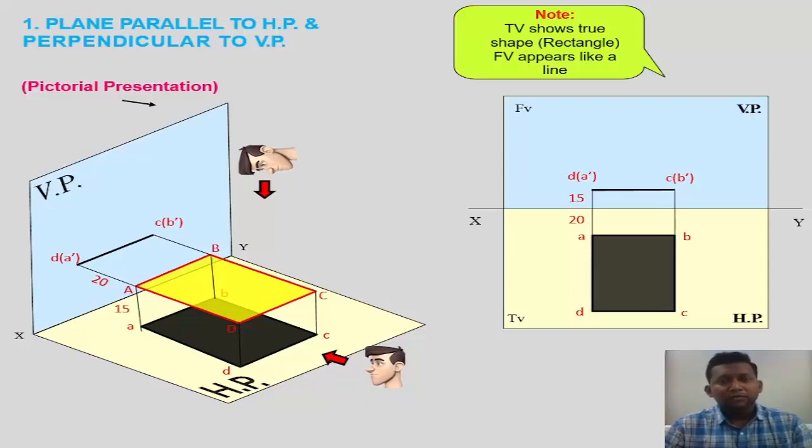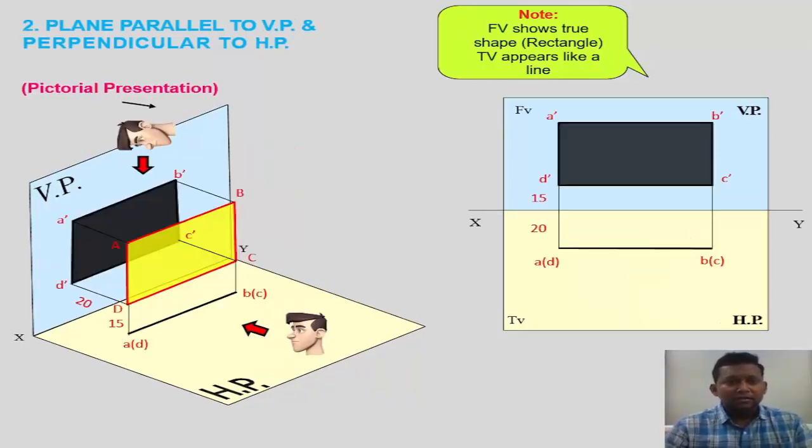Why with the top view? Because the true shape can be seen in the top view. How will it be seen in the front view? It will be seen as a line. The second position is exactly opposite to this one: plane parallel to VP and perpendicular to HP. I already told you that if all four corners A, B, C, D have the same distance from VP, it is called parallel to VP. When the plane is parallel to VP, with what view do we start first? With the front view, because you can see the true shape in the front view. In the top view it will appear like a line.